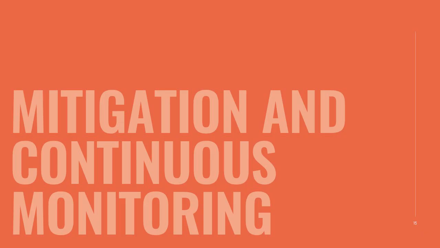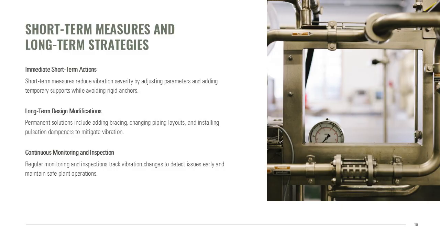Short-term measures and long-term strategies. When vibration levels pose an immediate risk, short-term measures can help reduce severity until permanent solutions are implemented. These actions may include adjusting operating parameters, reducing flow rates, or altering compressor load to minimize excitation forces. Installing temporary supports can also provide additional stiffness, but care must be taken to avoid creating rigid anchor points that shift vibration to other areas. All supports should be inspected to ensure effectiveness and structural integrity.